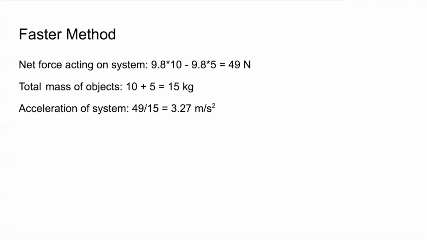So the net force acting on the system is 9.8 times 10 minus 9.8 times 5. We subtract 9.8 times 5 because the 5-kilogram block is on the other side of the pulley. So that is equal to 49 newtons. And then the total mass of the objects is 10 plus 5, which is 15. So the acceleration of the system is 49 divided by 15, which is 3.27 meters per second squared. So we get the same answer.